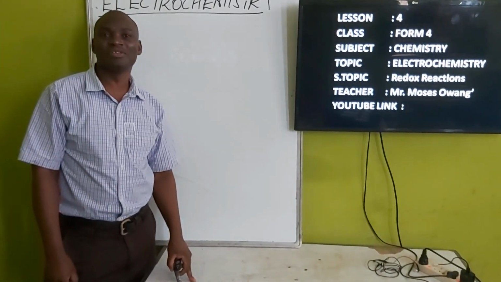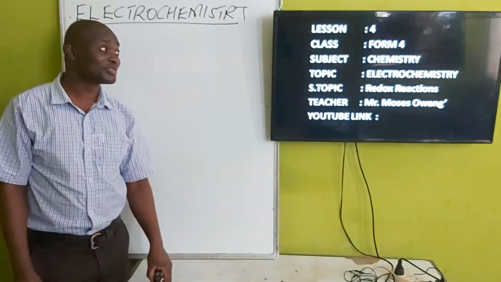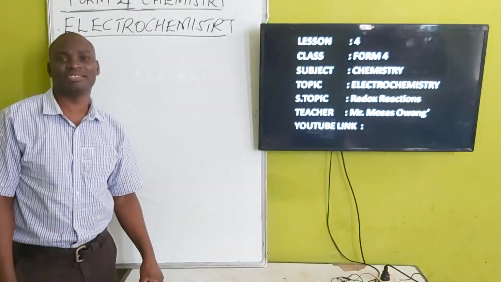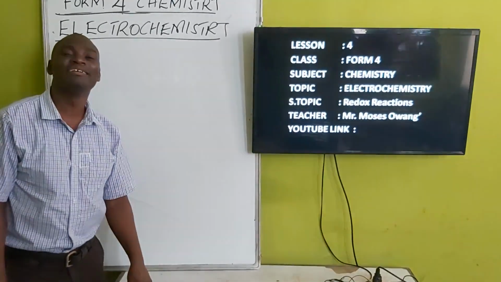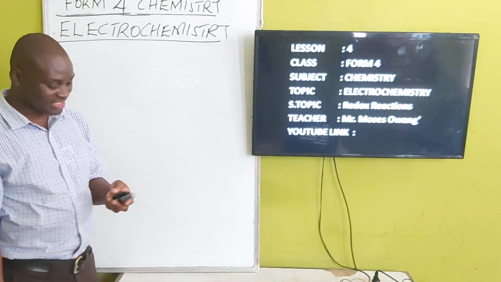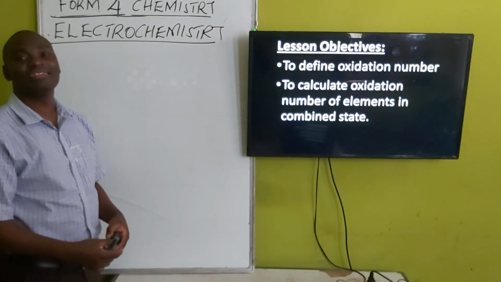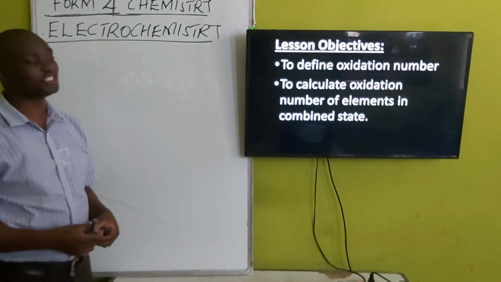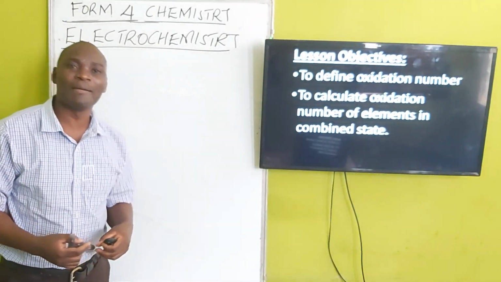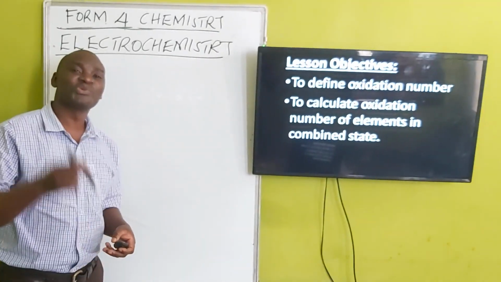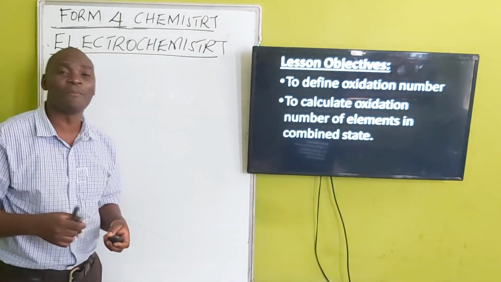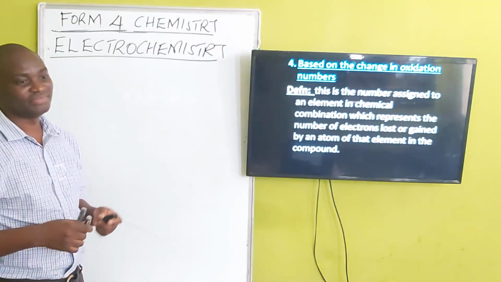Welcome to our fourth lesson in electrochemistry, and we are still dealing with the first part, which is redox reactions. The objective of our lesson today: at the end of this session, you must be able to define oxidation number, and you should be able to calculate the oxidation number of elements in combined states.